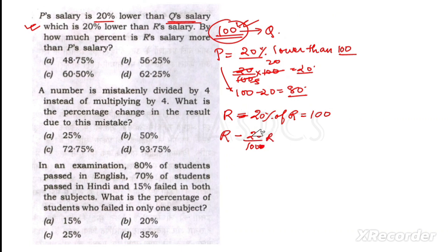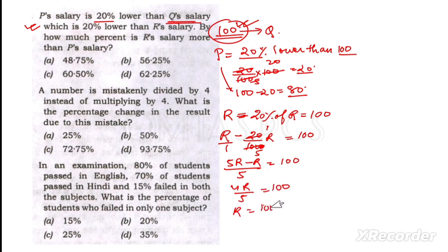So we can cancel this out, like 1 by 5 it is, and here is 100. When we take the LCM of 1 and 5, it is 5. When we solve this, it will be 5R minus R, so 4R by 5 is equal to 100. So basically R is equal to 100 multiplied by 5 divided by 4, so it is 125.